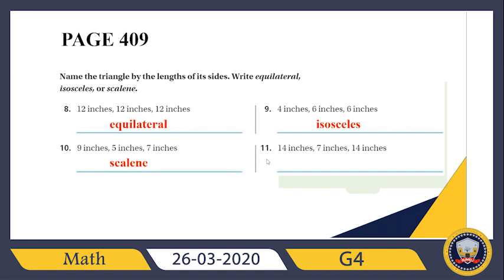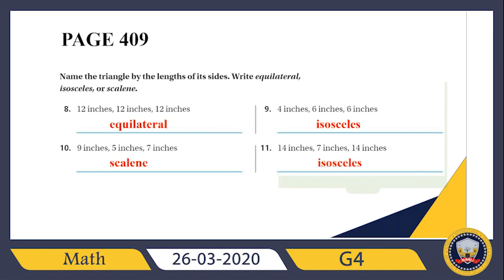What about question 11? 14 inch, 7 inch and 14 inch again. So, when I check the sides, I can see there are 2 equal sides, 14 inch and 14 inch. So, if a triangle has 2 equal lengths, I know this triangle is an example for an isosceles triangle.